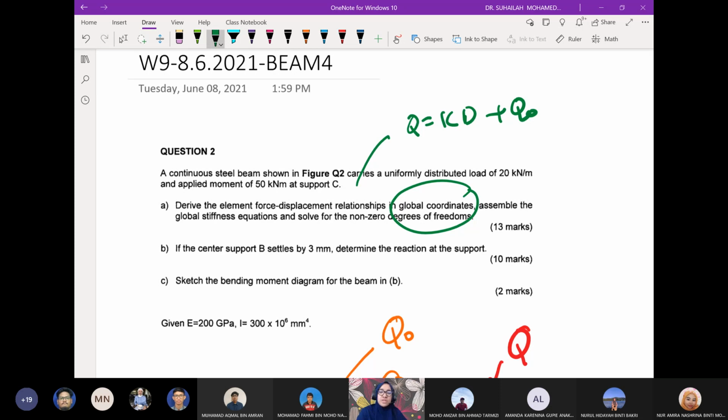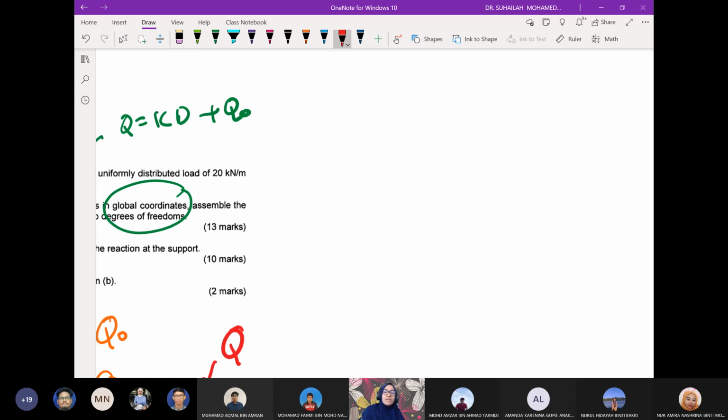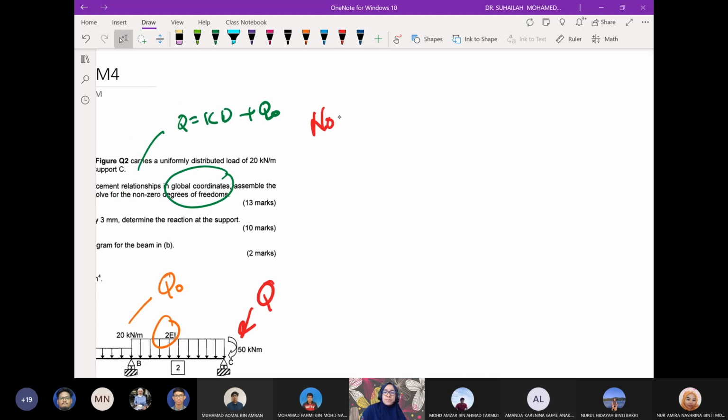Okay, assemble the global stiffness equation, and solve for the non-zero degree of freedom. Okay, what is the definition of non-zero degree of freedom? Who knows what it is, this non-zero degree of freedom? Who can tell me what non-zero degree of freedom is in this context? I don't know, Indah. So actually, if you have watched the video, hopefully you can know what non-zero degree of freedom is.